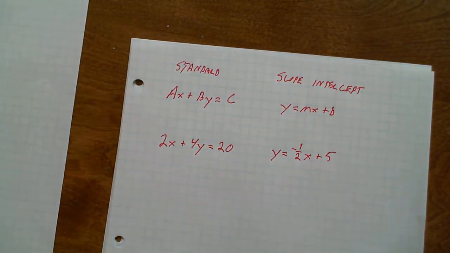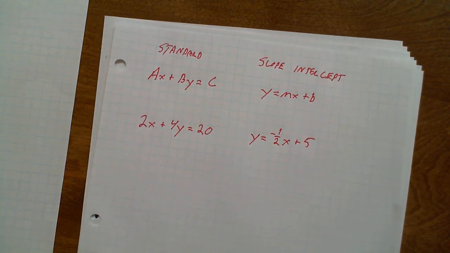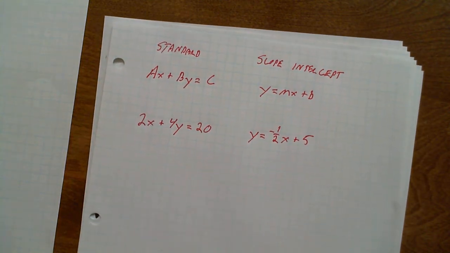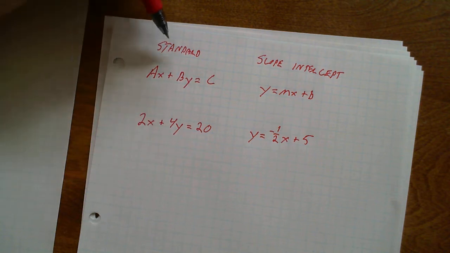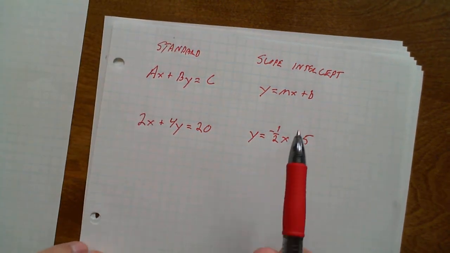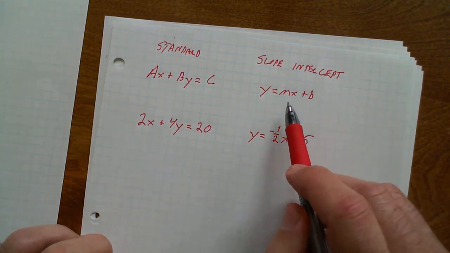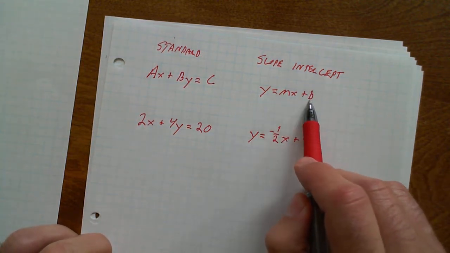Okay, so here we go. We're back. What we're going to do is learn two different forms of what a linear graph, or a graph that looks like a line, looks like. So here is the first one. We call this standard form, and this is slope-intercept form. We are used to looking at the slope-intercept form, so y equals mx plus b.